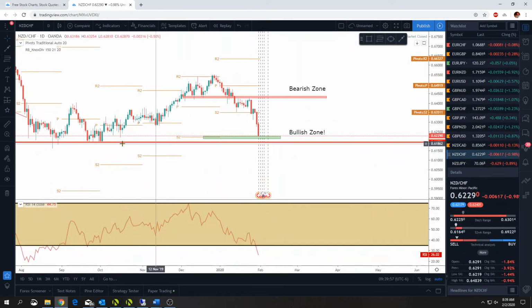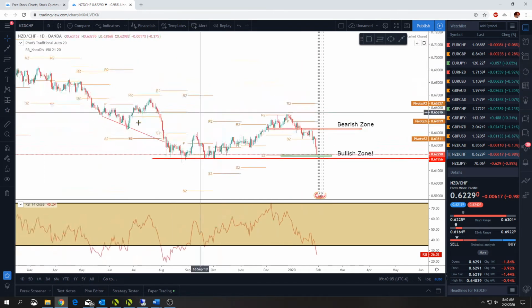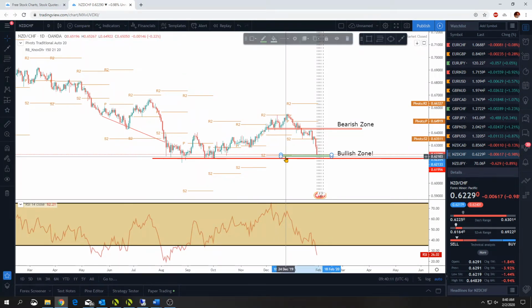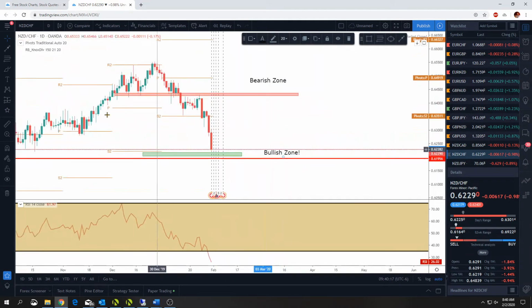NZD CHF. All right, so NZD got weak last week. Swiss franc got strong. Is that over? We are really close to this strong support line. That's why I have our bullish zone there. So obviously I am looking, again, we kind of had this head and shoulders break line retest.